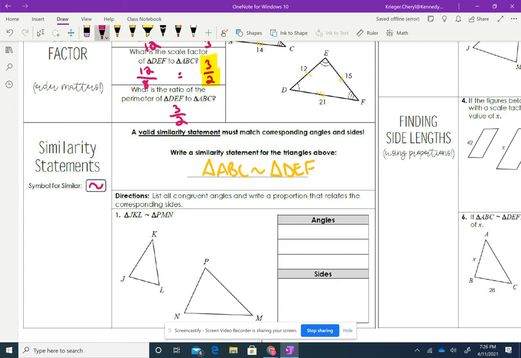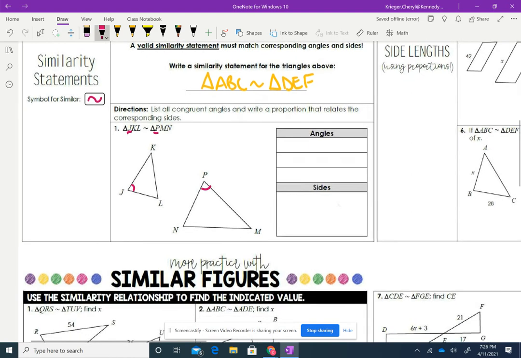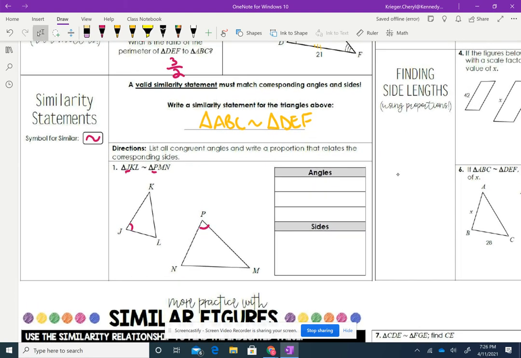Okay, so J corresponds with, well, if J is the first one in the triangle similarity statement, it's similar to P. It's actually congruent, right, because the angles, doesn't matter how long the sides are. So let's go ahead and write that down. Angle J is congruent to angle P. Angle K is congruent to angle, well, K is the second, so M. Angle L is congruent to angle N.